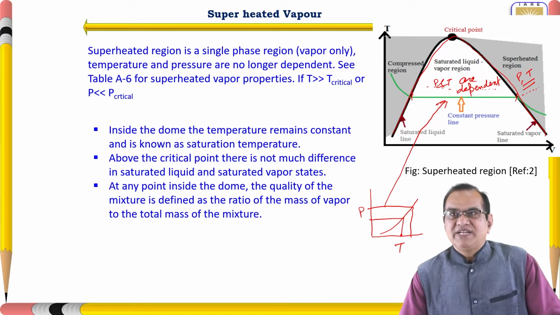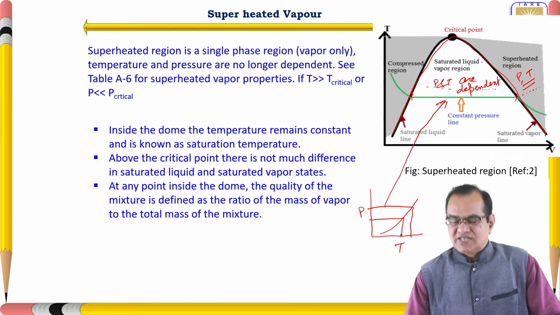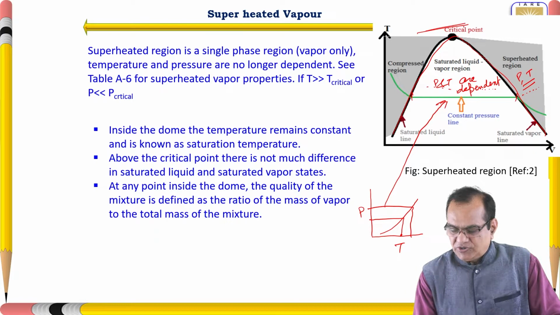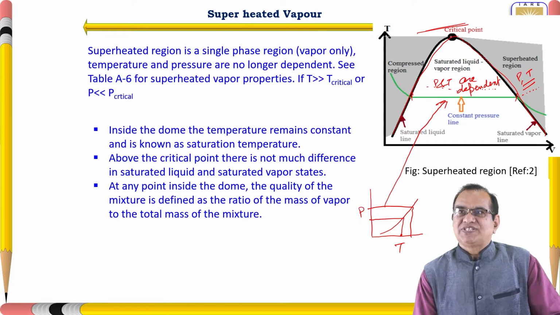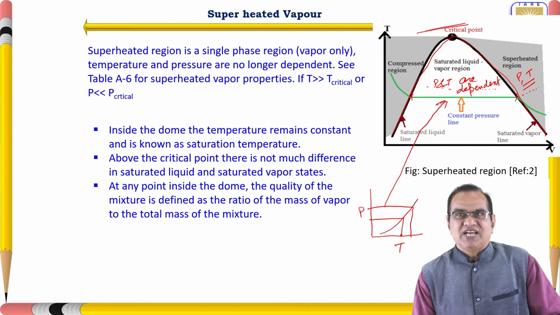Above the critical point, there is not much difference in saturated liquid and the saturated vapor states. So if you go here above this, there is no saturation state. Above this critical point, there is not much difference in saturated liquid and the saturation vapor state.